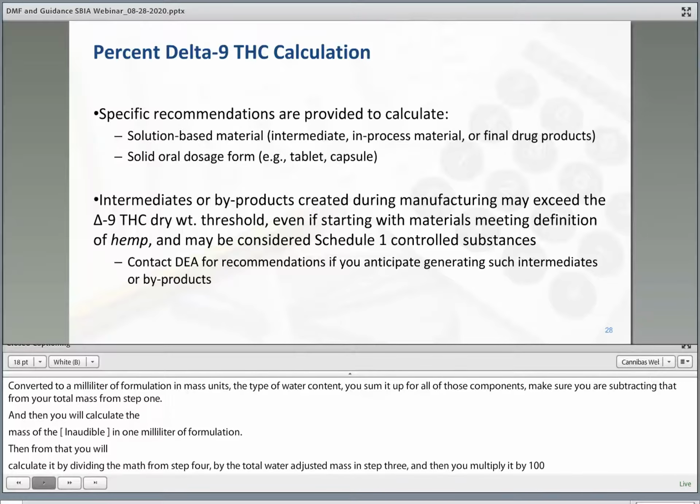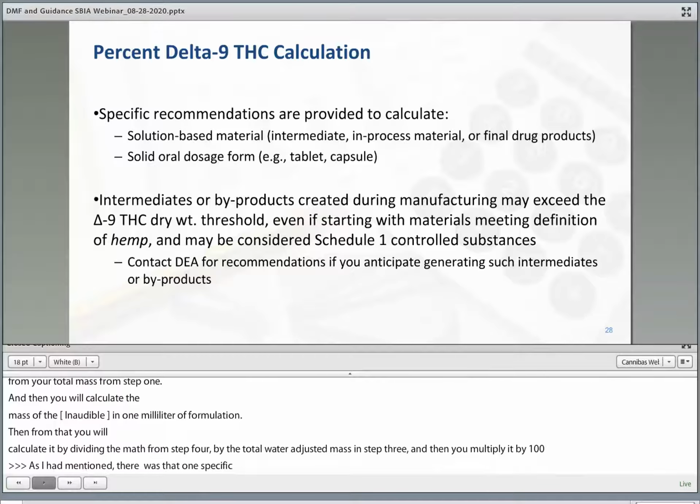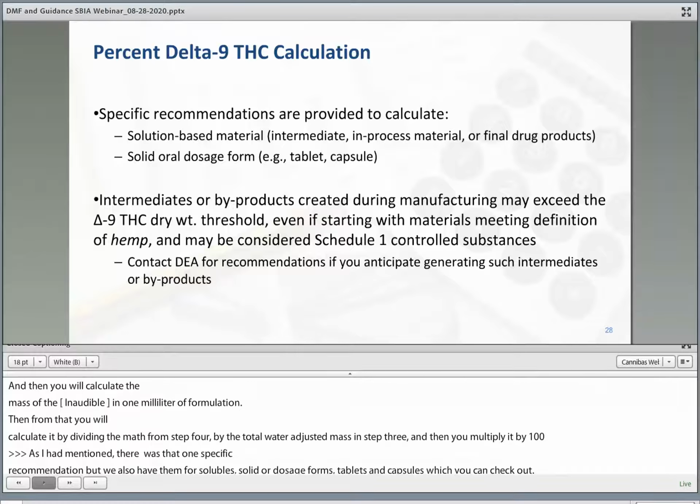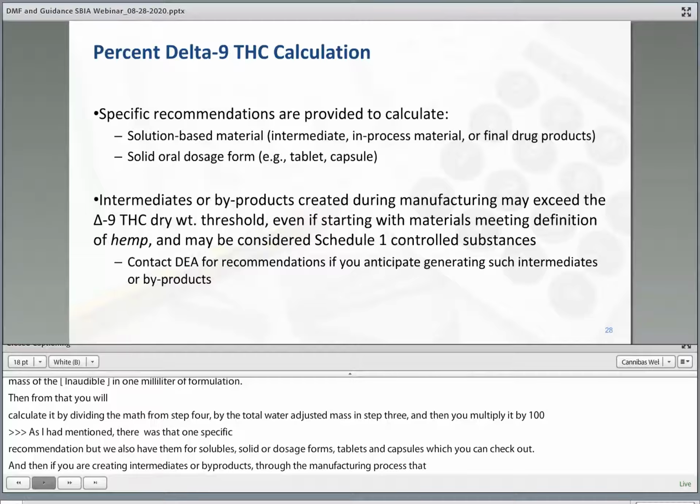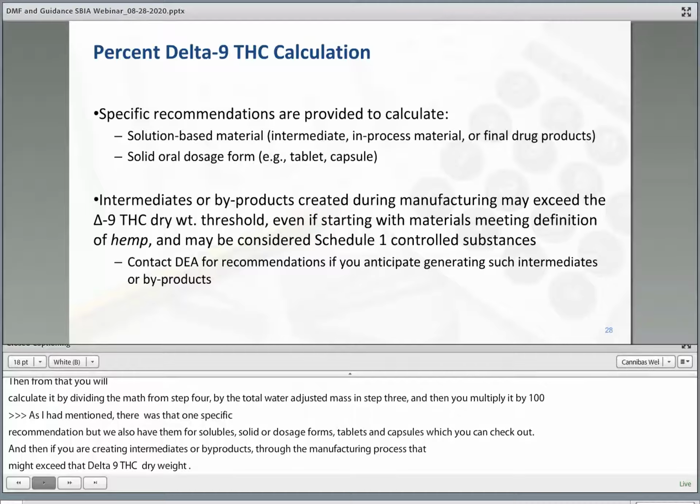And then if you're creating intermediates or byproducts during your manufacturing process that might exceed that delta 9 THC dry weight 0.3% threshold, even if you're starting with a material that meets that definition of hemp from the Farm Bill, those intermediates and those byproducts might be considered Schedule I controlled substances. And so we strongly encourage you, contact DEA, get some recommendations if you anticipate you might generate some of those intermediates or byproducts to make sure that you are in compliance.